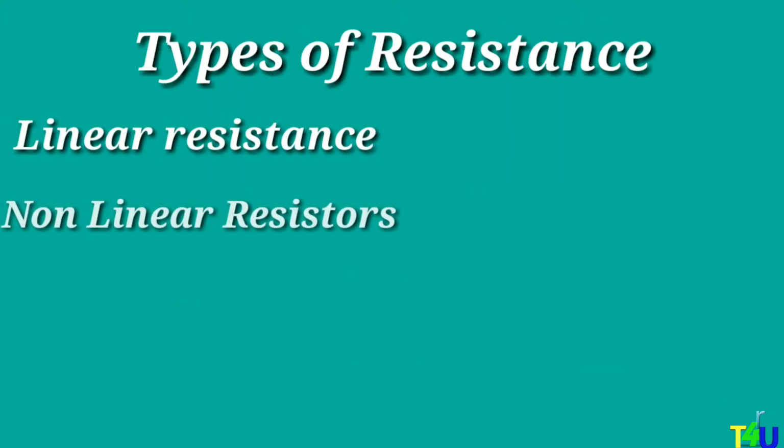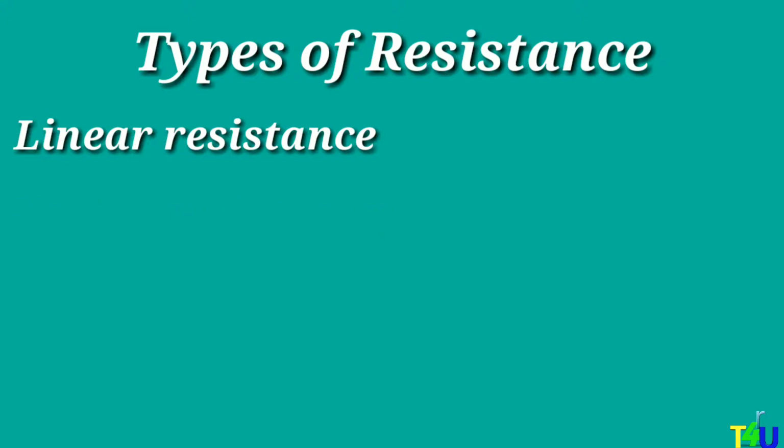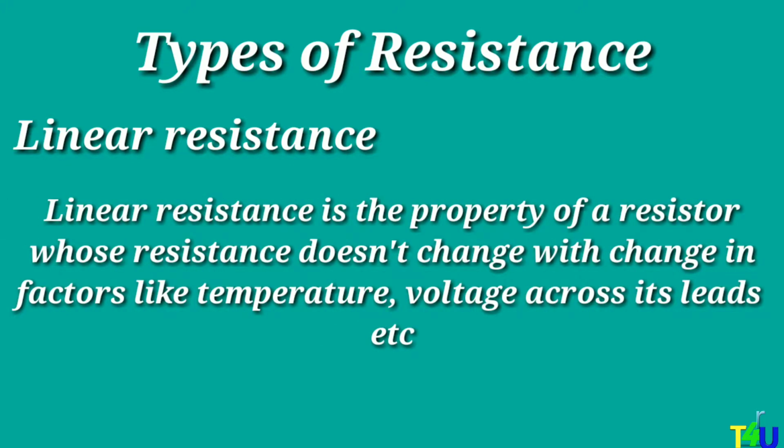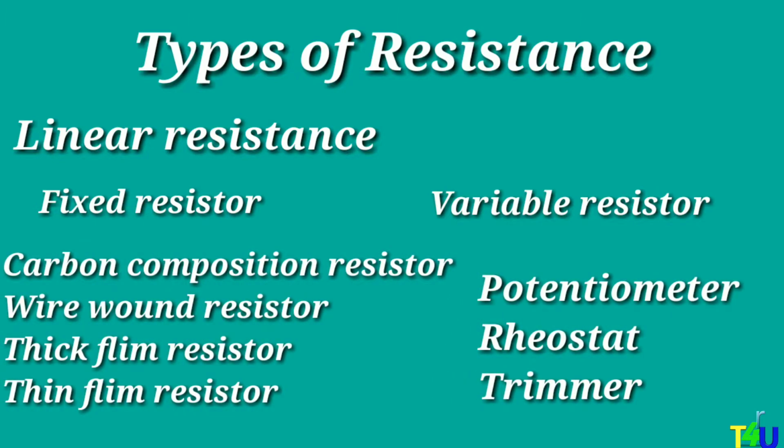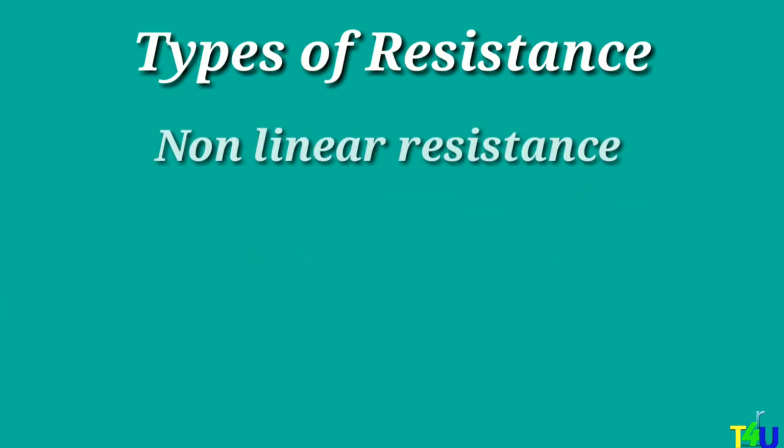Now talking about resistance, there are types. Linear and non-linear resistance are the types of resistance. Linear resistance is a property of a resistor whose resistance does not change with a change in factors like temperature or voltage across its leads. Linear resistances are classified as fixed and variable. Fixed resistors are classified as carbon composition resistor, wire wound resistor, thick film resistor, thin film resistor, whereas variable resistors are classified as potentiometer, rheostat and trimmer. So this is linear resistance.